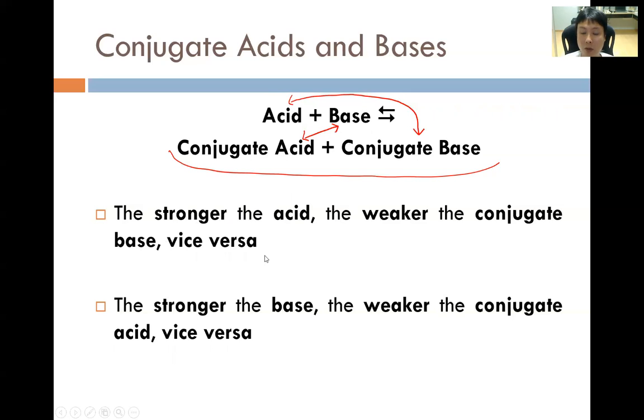Okay, therefore for the words, vice versa. And this is of course also true for the stronger the base, the weaker the conjugate acid, vice versa.